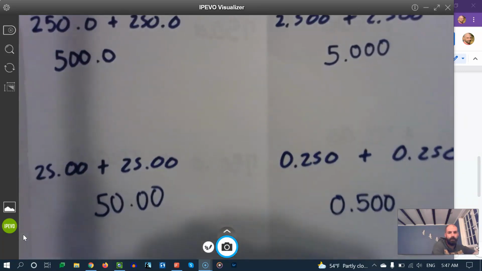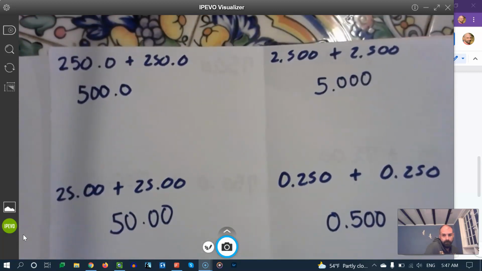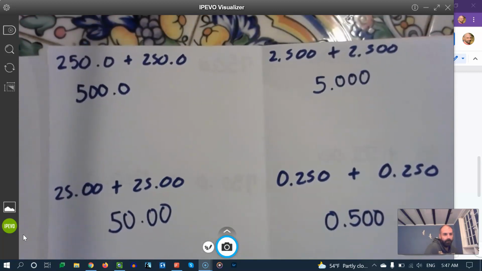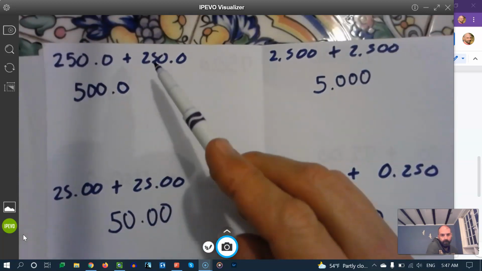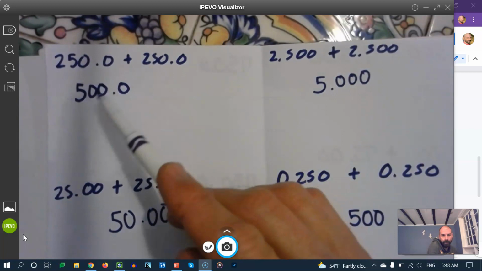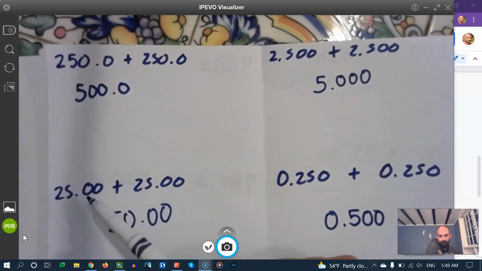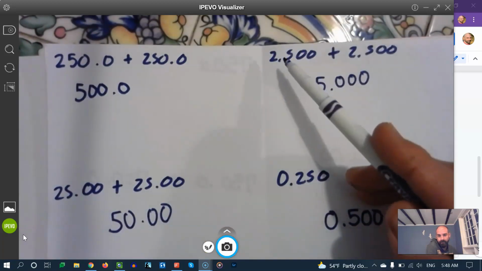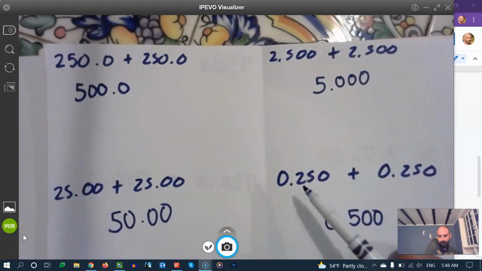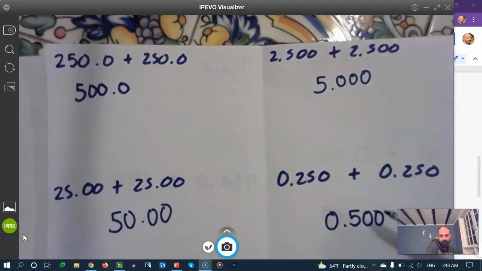So let's take a moment. What do you notice? Hopefully you notice a few things. Number one, in each of them we have the same digits happening. We have 25 hundredths here, 25 ones here, 25 tenths here, 25 hundredths here. Our answer has something to do with 5: 500, 50, 5, 50 hundredths, 500 thousandths.